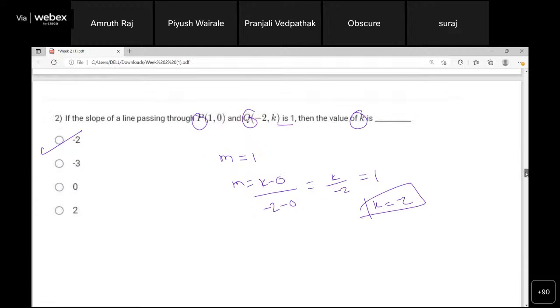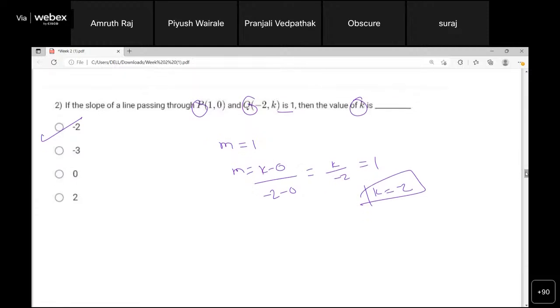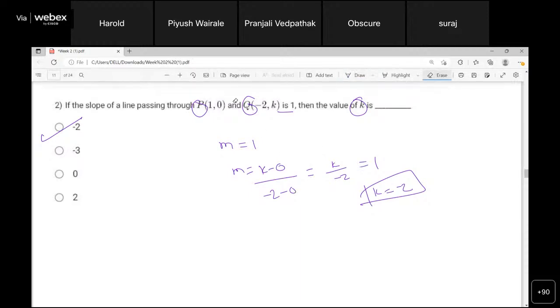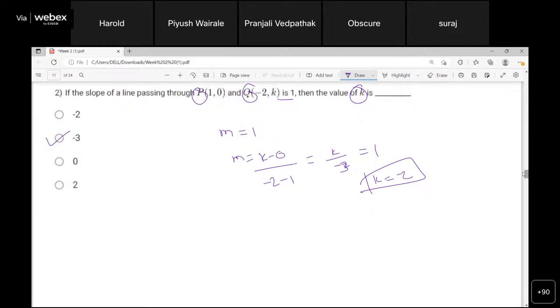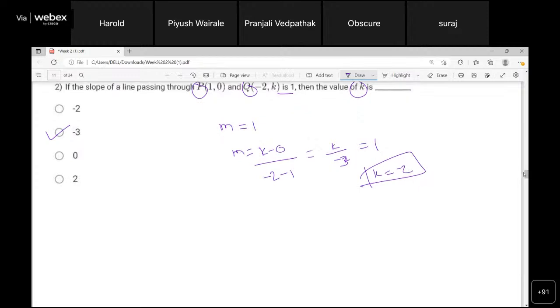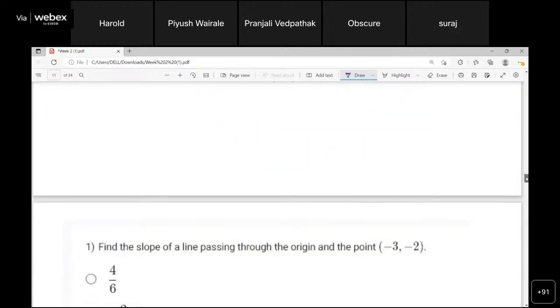It should be minus 2 minus 1, right? The X coordinate, yes, sir. Minus 2 minus 1, I will get minus 3. So minus 3 should be the answer. This is a simple one. If we know the slope, we can find the coordinate, or if we know the coordinates, we can find the slope. That's it.